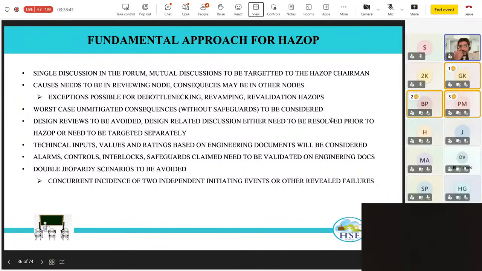Most importantly, causes need to be in the reviewing node. The consequences could be in other nodes. So this is a very important basis we consider, especially for greenfield HAZOPs, where the cause should be in that node, and the consequences could be in any further nodes.